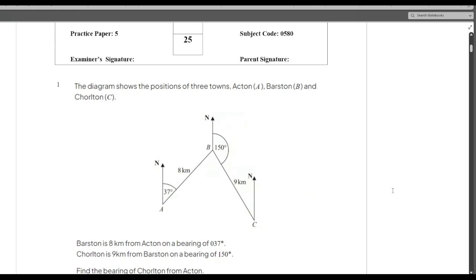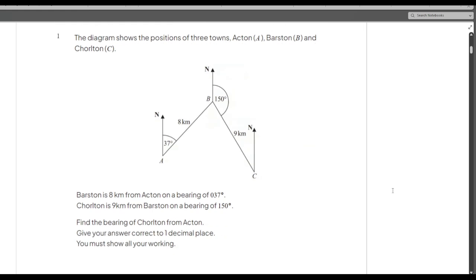The diagram shows the position of three towns A, B and C. B is 8 km from A on the bearing of 37 degree. You can see it in the diagram. C is 9 km from B on a bearing of 150 degree. Find the bearing of C from A. Give your answer correct to one decimal place and you must show all your working.